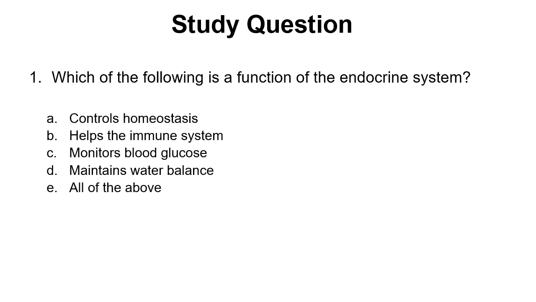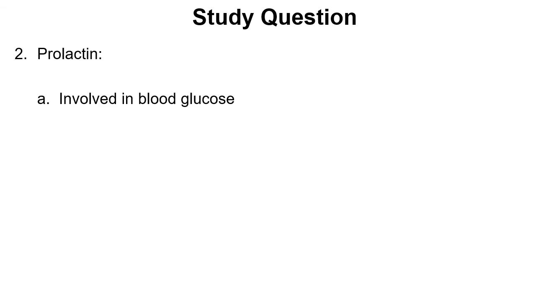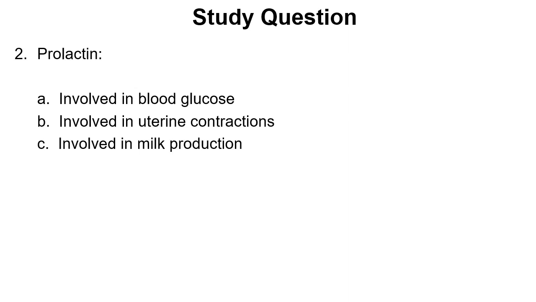Before we leave, let's go through the study questions. Question 1. Which of the following is a function of the endocrine system? Controls homeostasis, helps the immune system, monitors blood glucose, maintains water balance, or all of the above? E, all of the above. Question 2, prolactin. So again, look at the words, look at the letters in the word. So prolactin looks like lactose or lactate. Is it involved in blood glucose, involved in uterine contractions, milk production, or regulating metabolism? C, milk production.